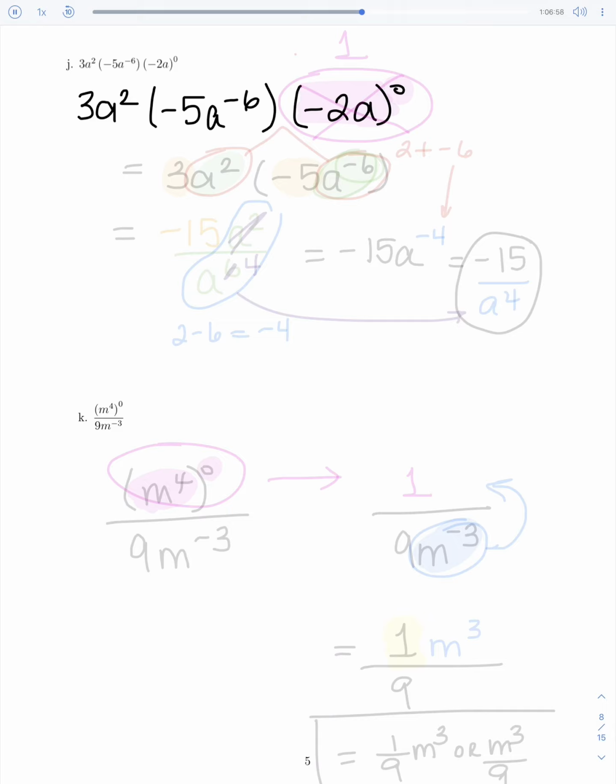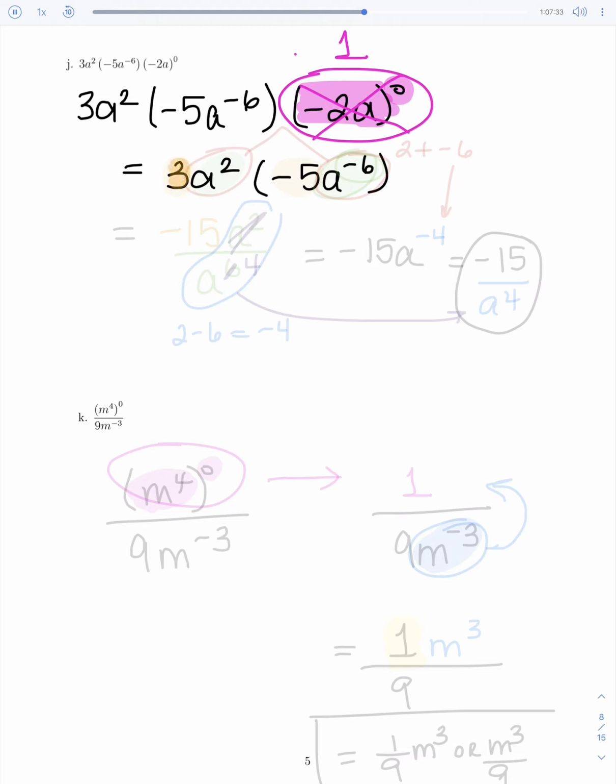Let's go after our special case first, which is when we take anything and raise it to the 0 power. When we have an entire piece raised to the 0 power, the entire thing turns into a 1. So that means this whole thing is just like multiplying by a 1. The whole thing is just going to vanish. So that leaves us with the 3a squared times negative 5a to the negative 6. Okay, well, let's see what else we have then.